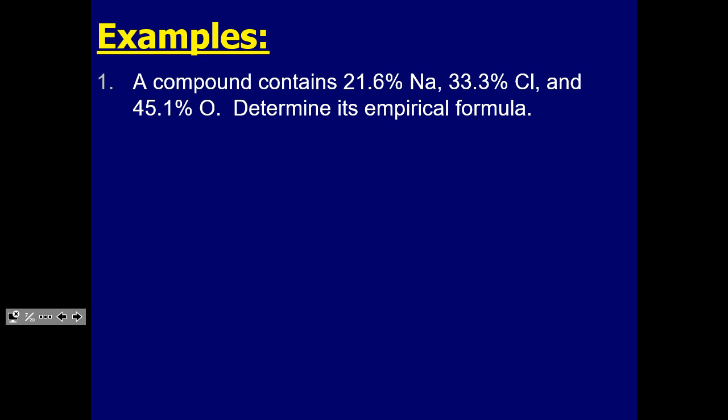So the first step was to assume 100 grams. What I like to do is go way off to the left here so I've got enough room. I'm going to start with Na. And instead of writing 21.6%, I write 21.6 grams. So in this case, what did I do for step 1? Change percent to grams. Step 1.